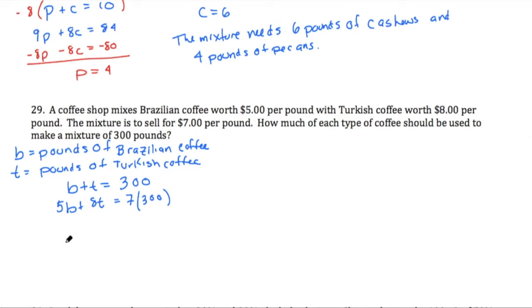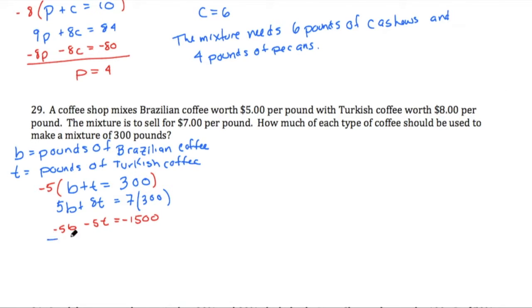Okay, but ultimately now we have a system of equations that we can solve. Let's go ahead and solve this by elimination. Let's multiply this first equation. I'm going to choose to multiply it by -5 and eliminate B. So we multiply the first equation by -5 and we get -5B minus 5T equals -1500.